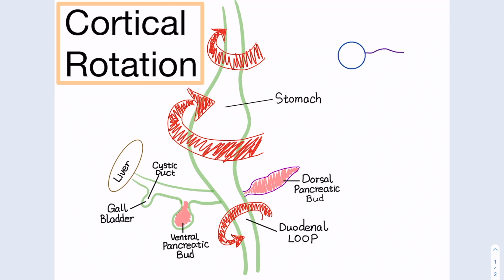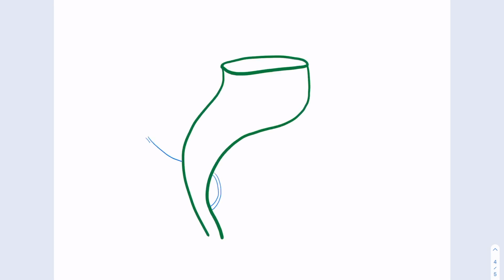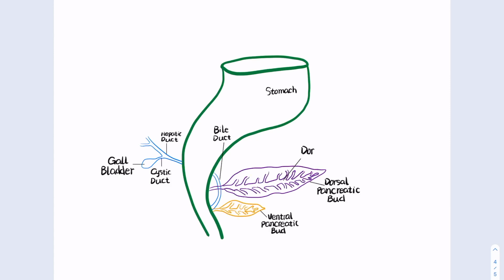Let's take a closer look from the top view. As you can see, the rotation is clockwise. Let's proceed to the next step. During the 6th week, you will see the ventral bud just under the dorsal bud. Right, just like this, the yellow bud is below the purple bud.